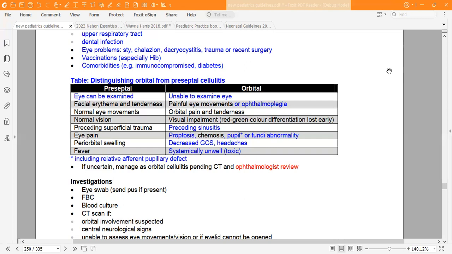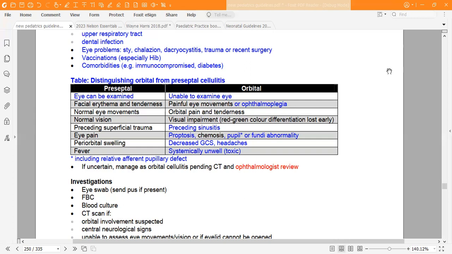In preseptal, preceding superficial trauma. So there is a history of trauma in preseptal. Sometimes in orbital, there is a preceding history of sinusitis. There is eye pain in preseptal. In orbital, there is proptosis, chemosis, pupil or fundi abnormality as well. So proptosis, chemosis, pupil and fundi affected as well.